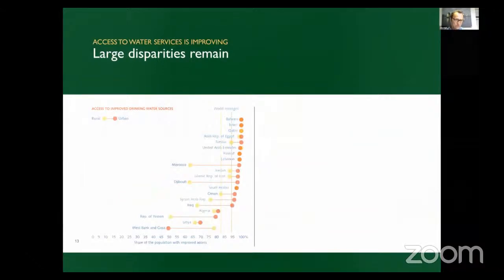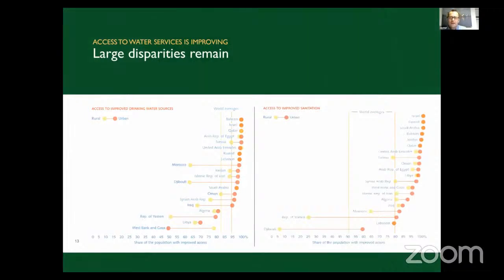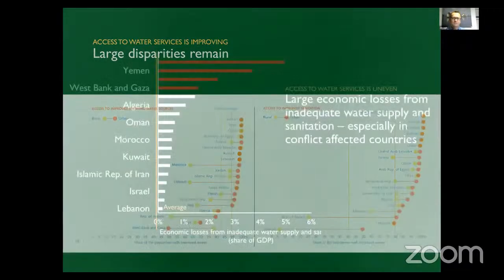And in terms of access to water services, so drinking water sources, which is what's shown here, again, we see a very varied picture across the region. Ideally, where we want to get to is 100% access to improved drinking water sources. And some of the countries in the region are at that level, but other countries are at much lower levels of access to drinking water, and indeed access to improved sanitation, which is also so important for public health and human well-being.